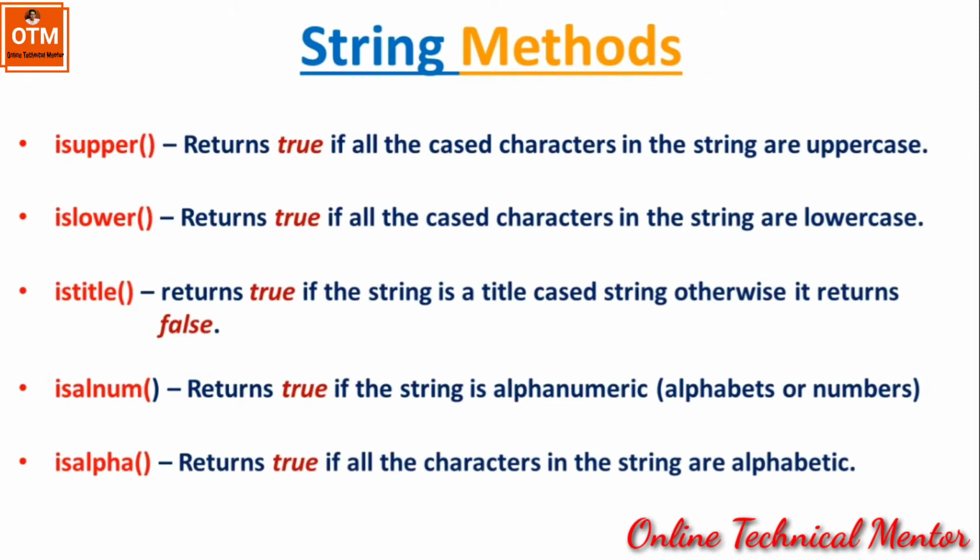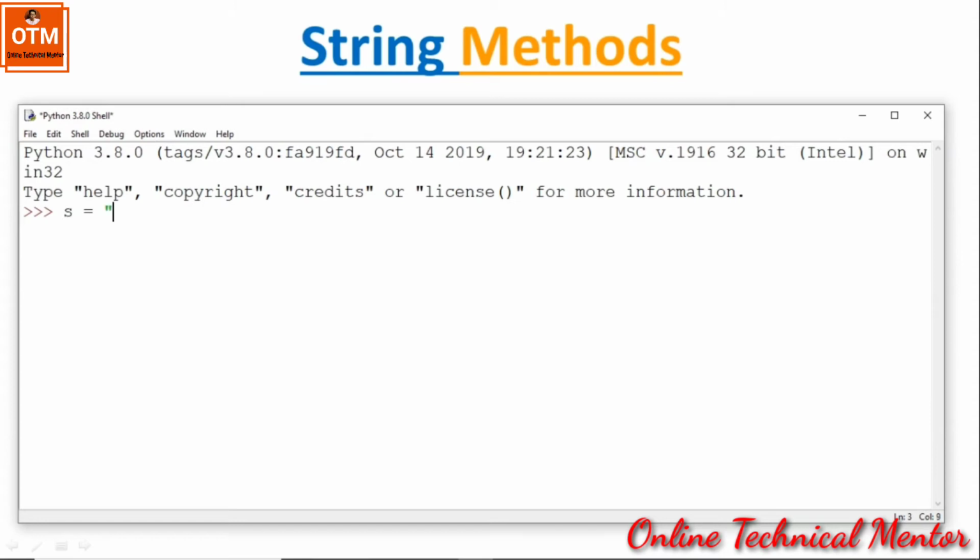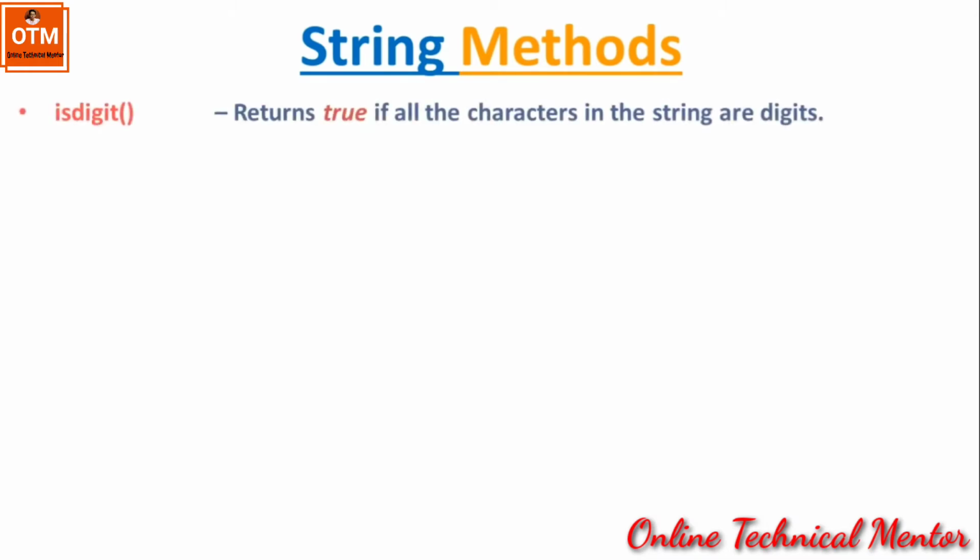Next, isalpha returns true if all the characters in the string are alphabetic. Let me initialize a string with "ABCD". Now if I write s.isalpha(), look, the string contains only alphabets, that's why it is returning true. If I write an alphanumeric string, say "ABCD1234", which contains alphabets as well as numbers, and write s.isalpha(), it will return false because all the characters in the string are not alphabets.